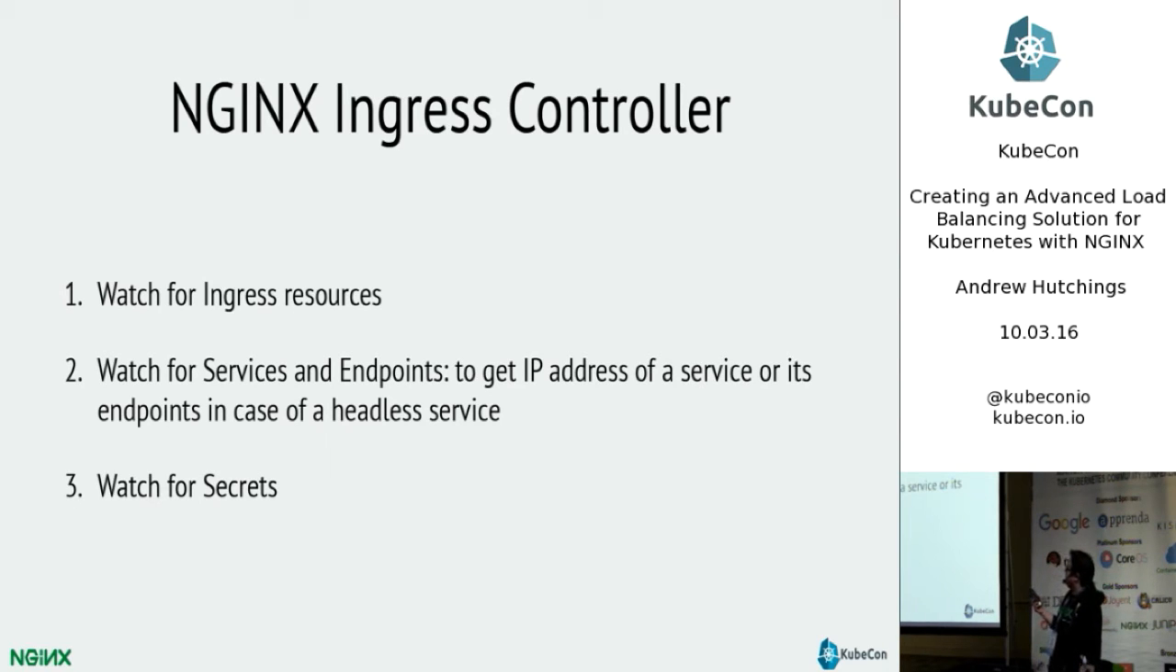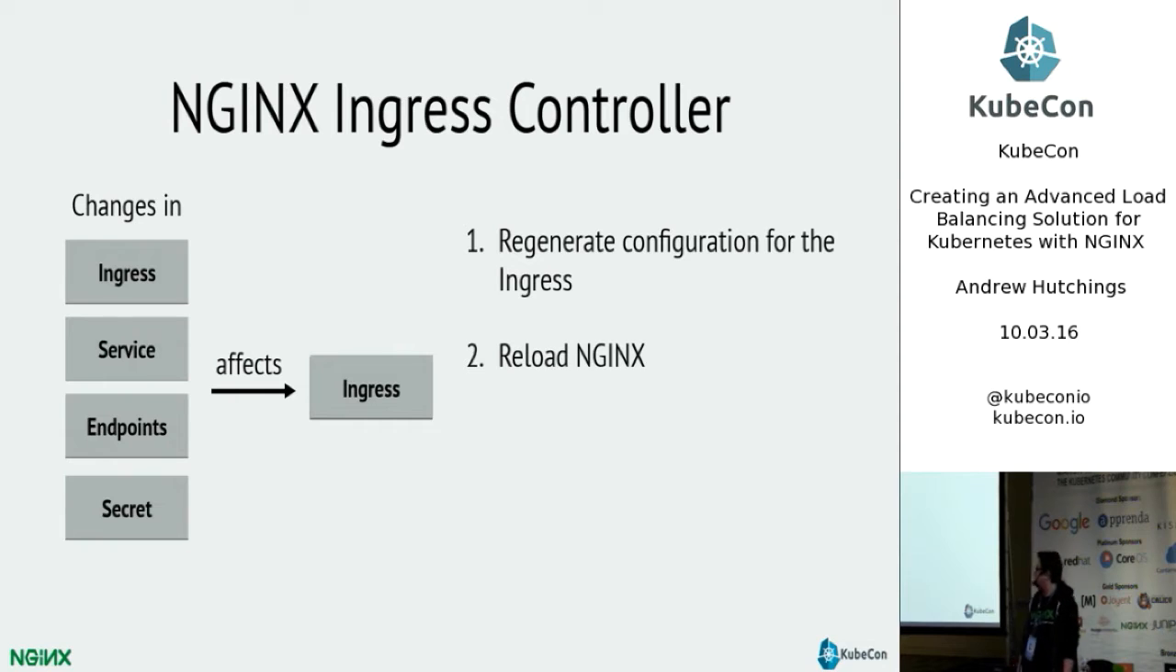So the Nginx Ingress controller watches for Ingress resources, watches services and endpoints to get an IP address of the service. This is mostly for the open source version, because for the commercial version we can actually use the DNS, but I'll get to that in a little bit. And it watches for changes in the secrets files. So basically all these changes here affect the ingress, and it regenerates the configuration for Nginx and reloads Nginx.